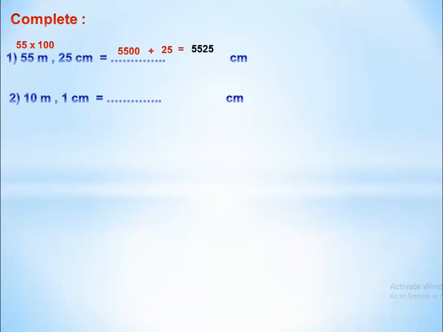10 meter and 1 centimeter equal how many centimeter? To convert from meter to centimeter, multiply by 100. So 10 times 100 equal 1,000.